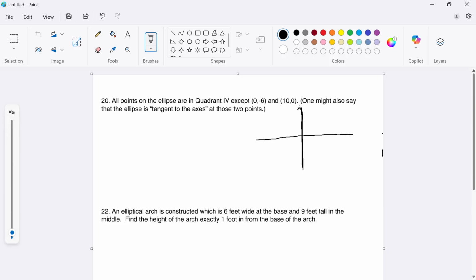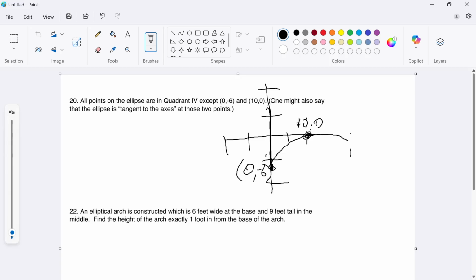But anyway, okay, so I'm going to say this is 5, 10, 5, 10. Okay, so 0, 9, and 6 is about there. There's (0, -6). And (10, 0) is about there. There's Tanjiro. This has to go all the way to 20, I think.